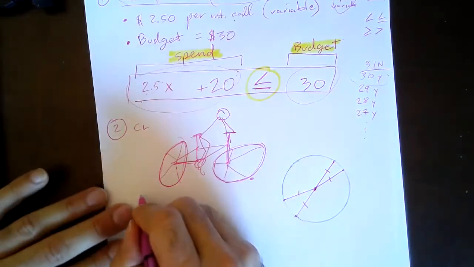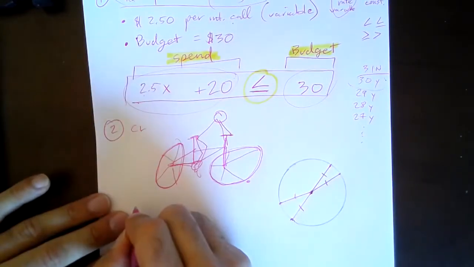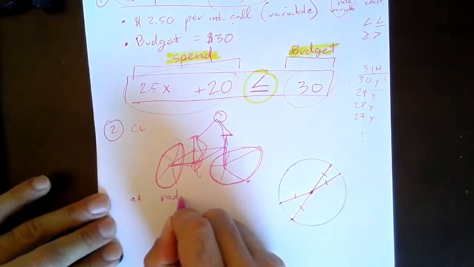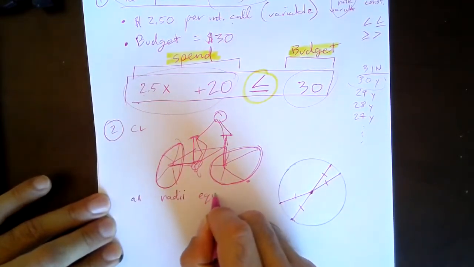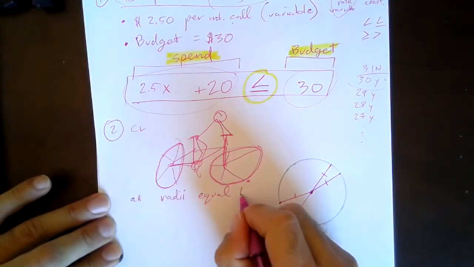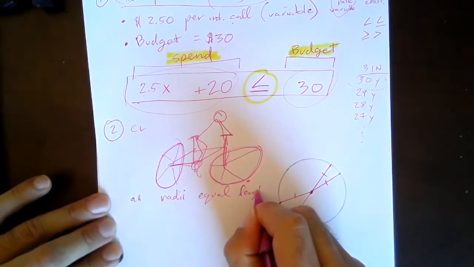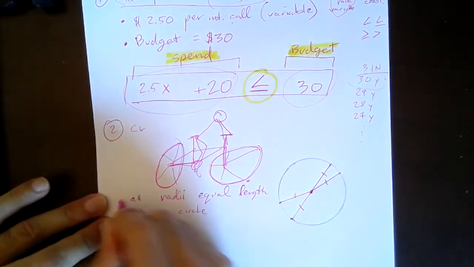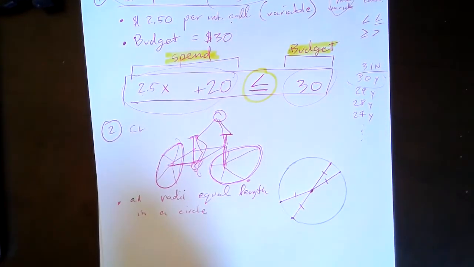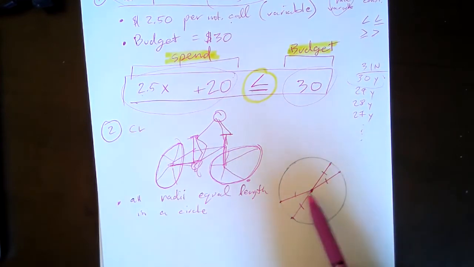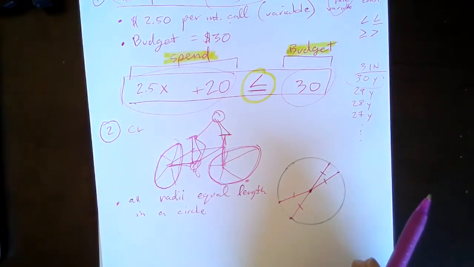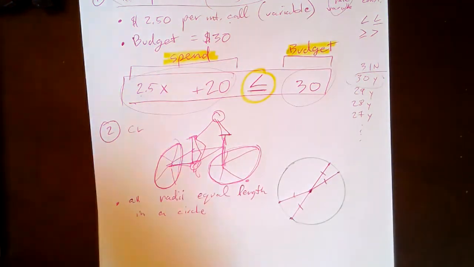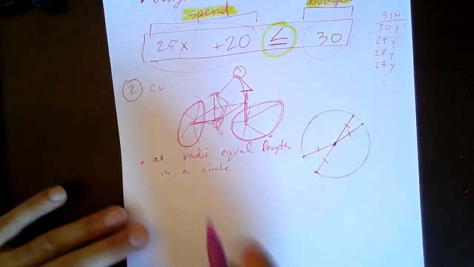So what do we know? This is our answer for number 2. This is just the story. But all radii are equal length in a circle. I'm trying to give you a tangible example. If you ride a bike with wheels that don't have the same radius, it's gonna hurt because you're eventually gonna fall off it. Don't do that, guys. All right, let's keep going.